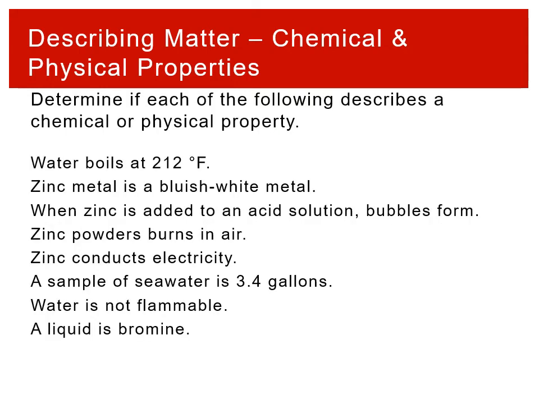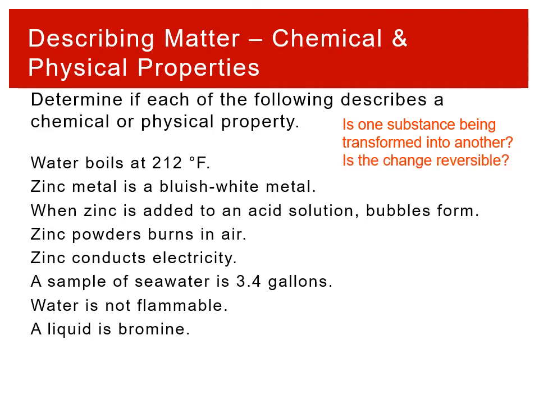So if we want to apply that, we want to determine if each of these describes a chemical or physical property. So I've got a list of some properties here. We want to start with: is one substance being transformed into another substance? That is what implies that it's a chemical property, because really, physical property is just going to be everything else. Is the change reversible is a nice indication that we're dealing with chemical as well. We're looking for those signals. Is this a chemical change? Can we undo it?